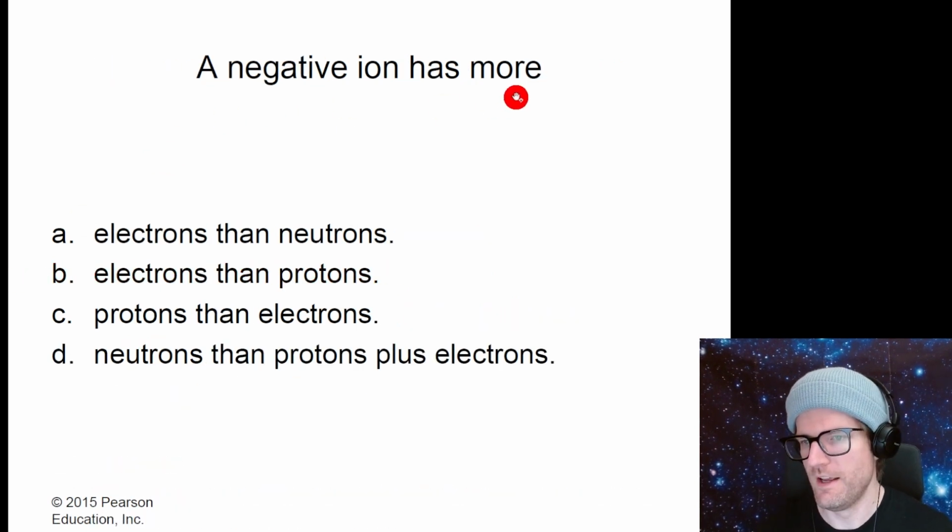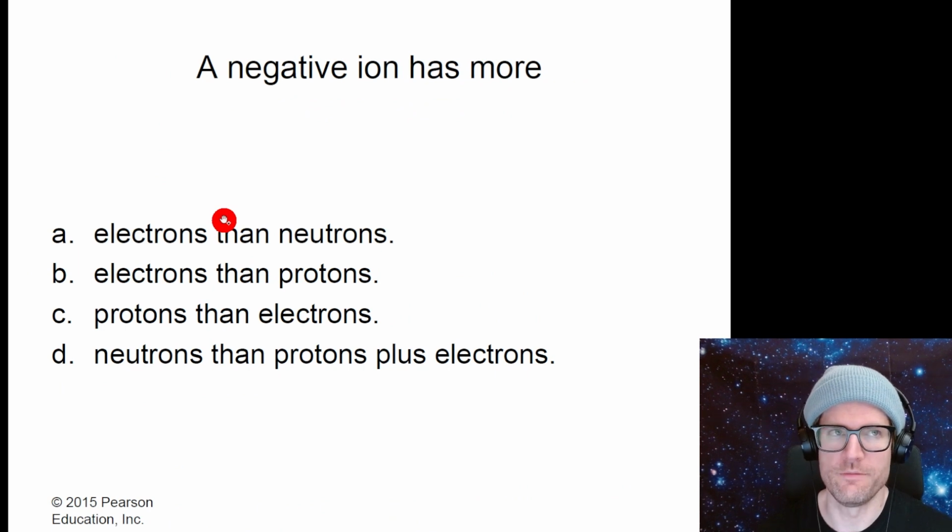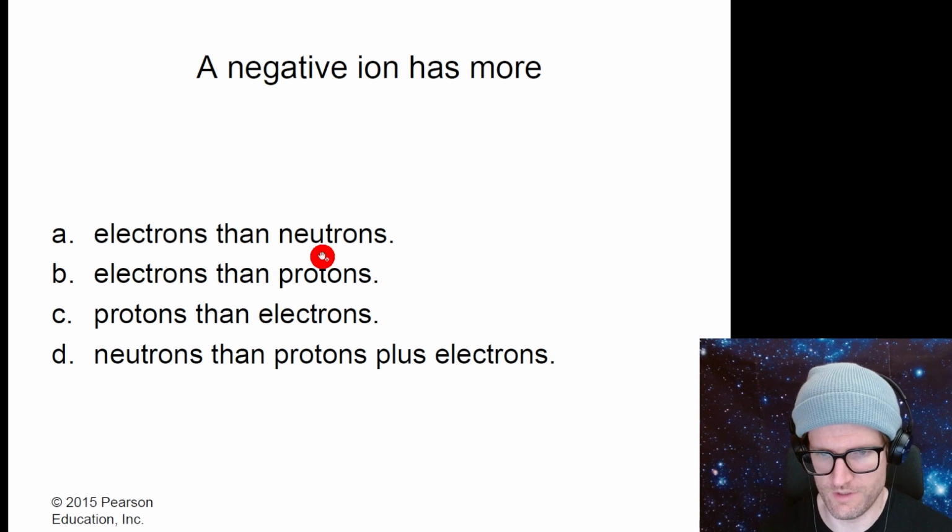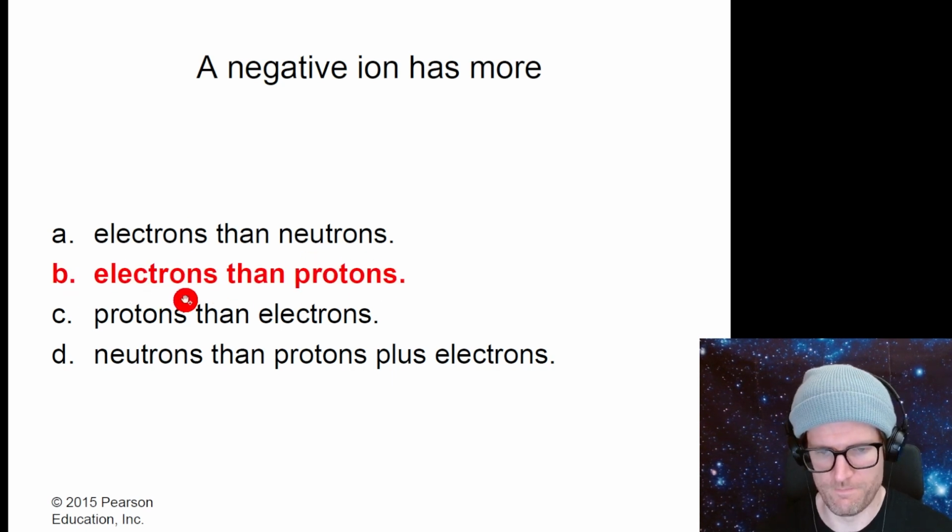A negative ion has more, well, negative means it's got more negative charge than positive charge. So that means more electrons than neutrons? No. More electrons than protons. That sounds good. B. Okay.